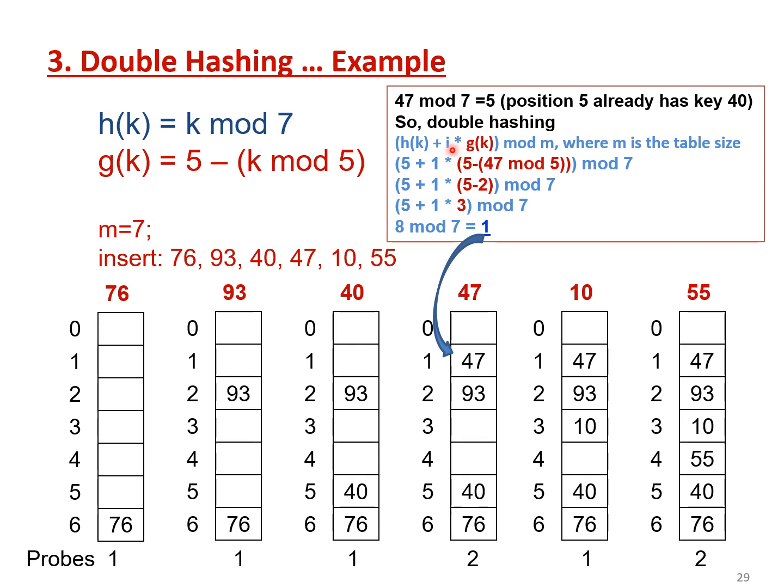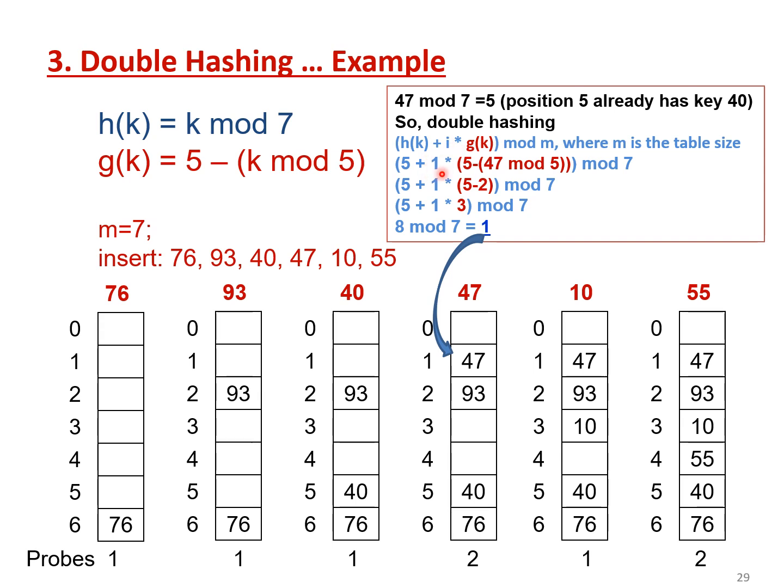Only in this first probe we have to apply the second hash function. So now our address calculation hashing function will become h(k) + i * g(k) mod m, where m is the table size. Here in this example it is 7, so we can assign 7 in the place of m. So h(k), as we know, is 5. So 5 plus, now we are in the first probe.